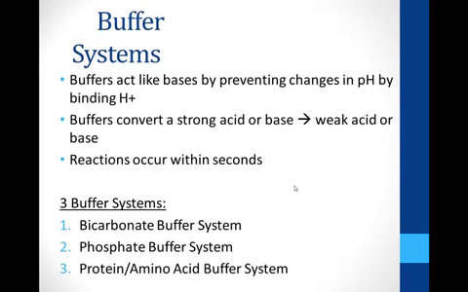Buffer systems. Buffers act like bases by preventing changes in pH by binding hydrogen. Buffers convert a strong acid or base to a weak acid or base. The reaction occurs within seconds. There are three types of buffer systems: a bicarbonate buffer system, a phosphate buffer system, and a protein amino acid buffer system.